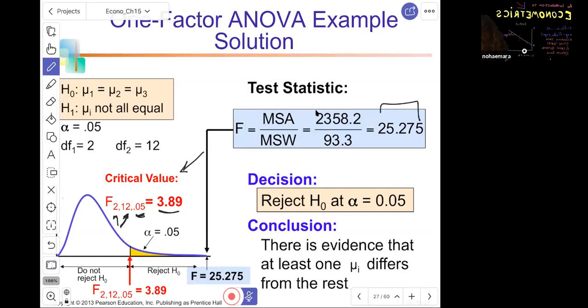And then you see that this 25 is somewhere in the tail of this distribution, right? So there is evidence that at least one of the population means per club differs from the rest. So they are not all the same, right? So there is a statistically significant difference in the mean of one of the groups from the rest. Okay.